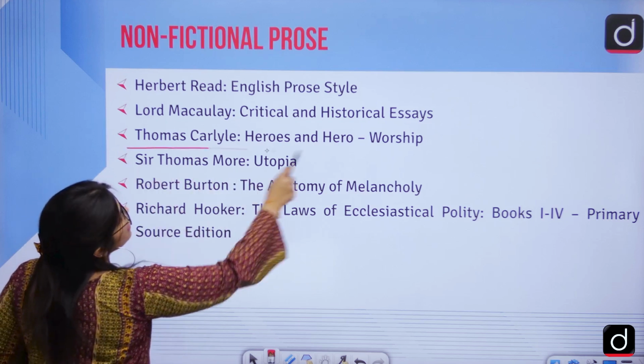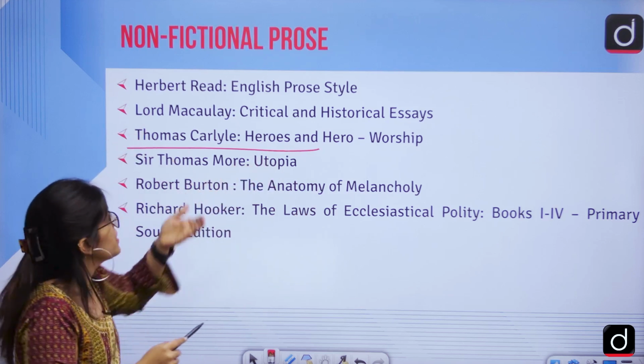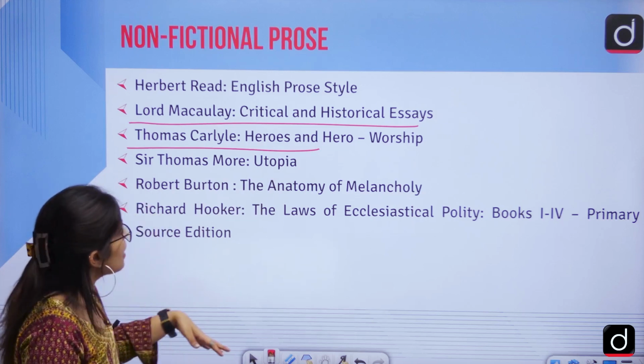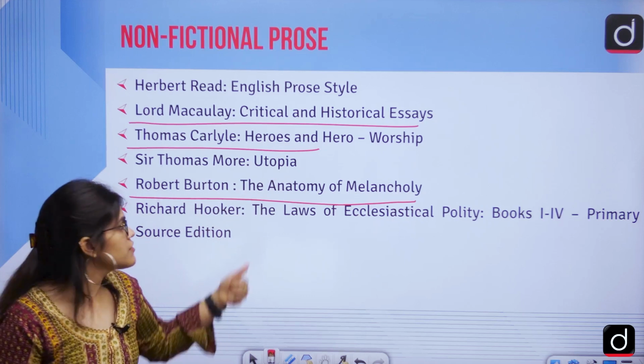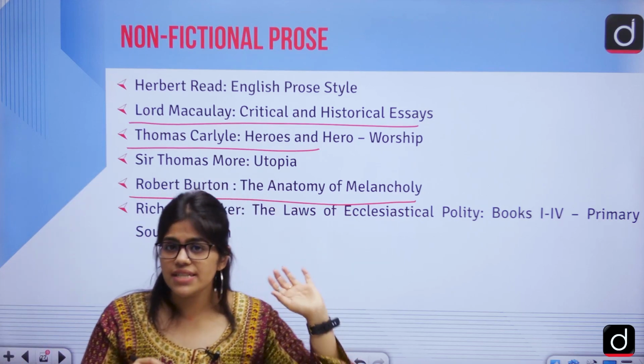So you have plays like Hero and Hero Worship, and Lord Macaulay is also very important. They ask questions from Lord Macaulay too. Now these are a few of the texts. This time, Anatomy of Melancholy was also a text from which they asked questions, right? So they keep on asking questions from these texts.